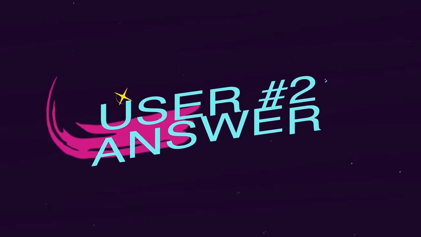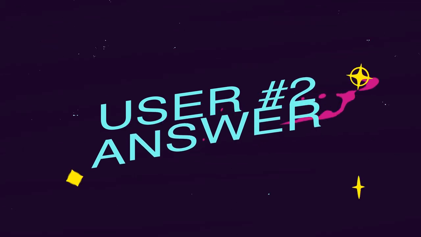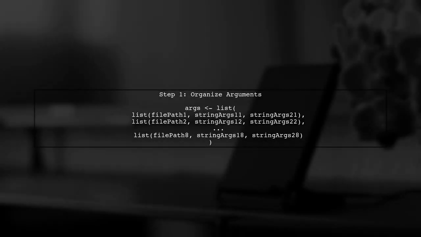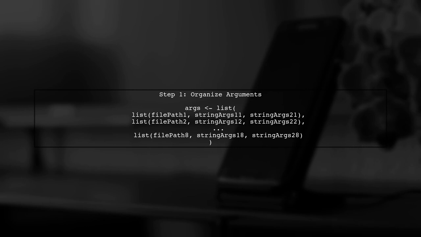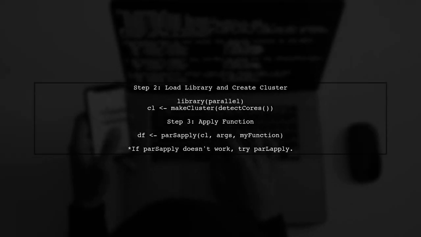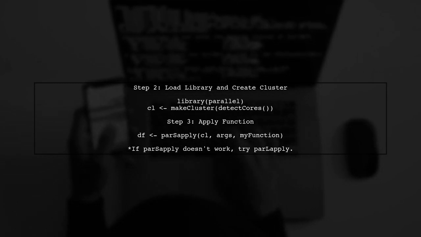Let's now look at another user-suggested answer. To run multiple independent functions in parallel, consider using parallelized apply functions. Start by organizing your arguments into a list. Next, load the parallel library and create a cluster based on your CPU cores. Then, use parSapply or parLapply to apply your function across the arguments.